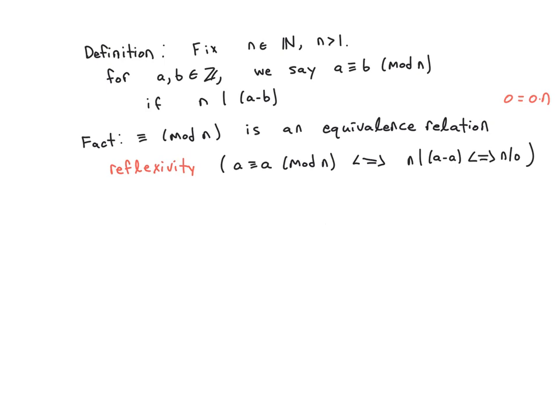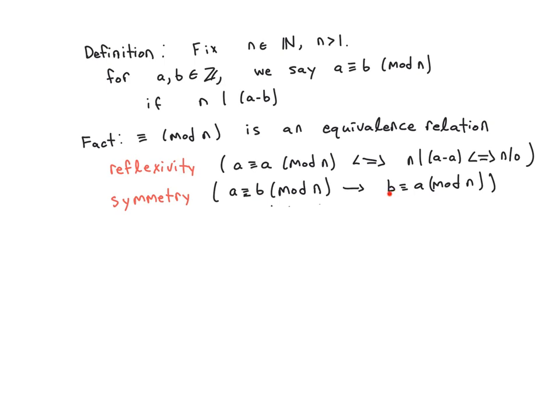So we've got one of the three properties we need. Oh, wait, but there's more. We have to check that it's symmetric, which means that if a is related to b, then b is related to a. In the context of this supposed equivalence relation, that means that if a is congruent to b modulo n, then b is congruent to a modulo n. Well, what does it mean for a to be congruent to b modulo n? It means that n must divide a minus b.